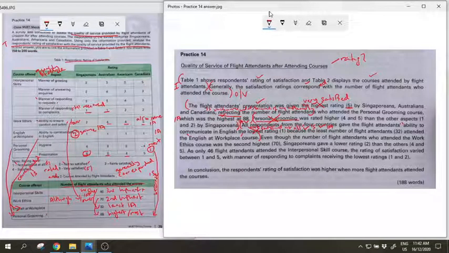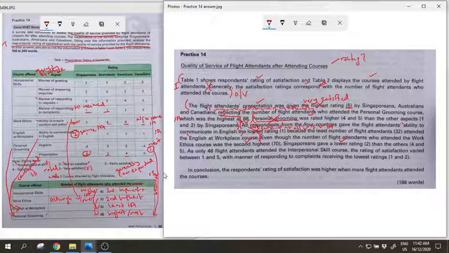Continue. So even though the number of flight attendants who attended the work ethics course was second highest, okay, this one like what I mentioned earlier already. Even though or although the number of flight attendants who attended the work ethics course was second highest, so you can use second highest, all right, or you can use, like what I said, lower than personal grooming, all right. Singaporeans gave a lower rating. So this one lower is okay. This one you're doing comparison, lower rating, but you put here number two is wrong also. Cannot just put number two.